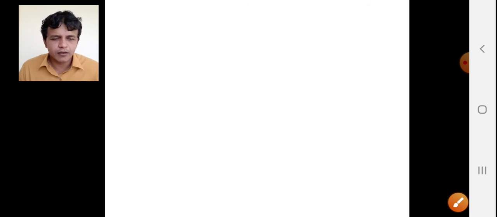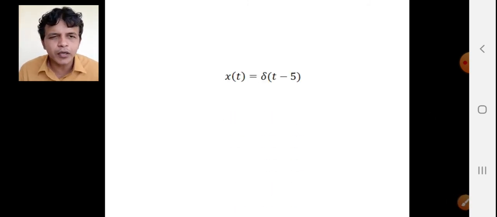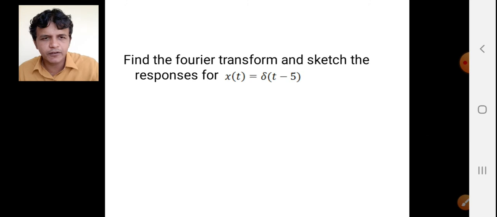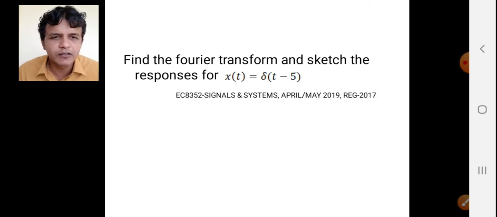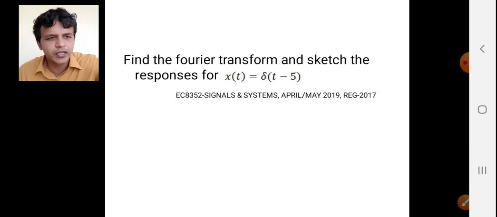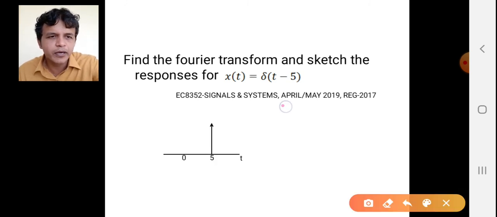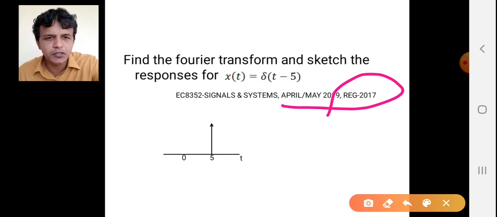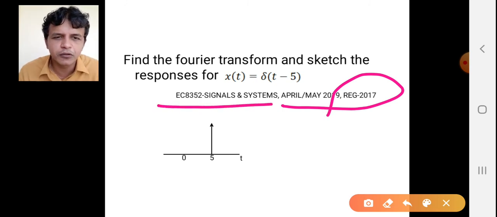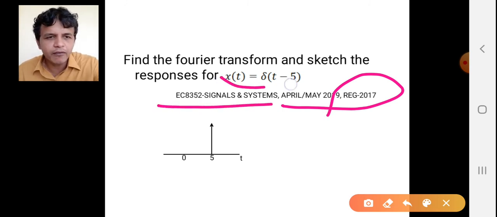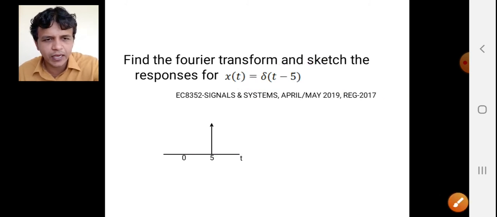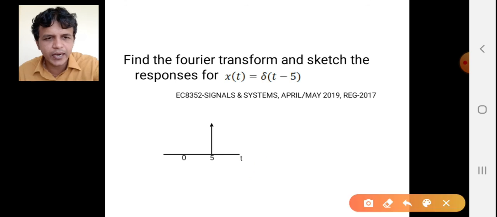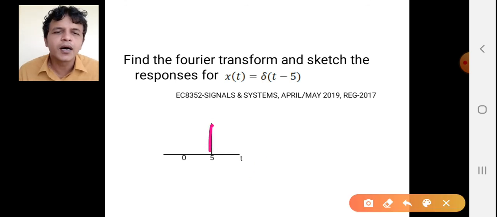Now let us discuss another problem, which is a unit delta function, the unit impulse signal. Find the Fourier transform and sketch the responses for x of t equal to del of t minus 5. This question was asked in the April-May 2019 examination, regulation 2017, under the subject code EC8352 signals and systems. We have represented this signal in diagrammatic form here. Along the x-axis we have time, because it is a time domain signal, and along the y-axis we have this signal. It is a unit impulse signal.